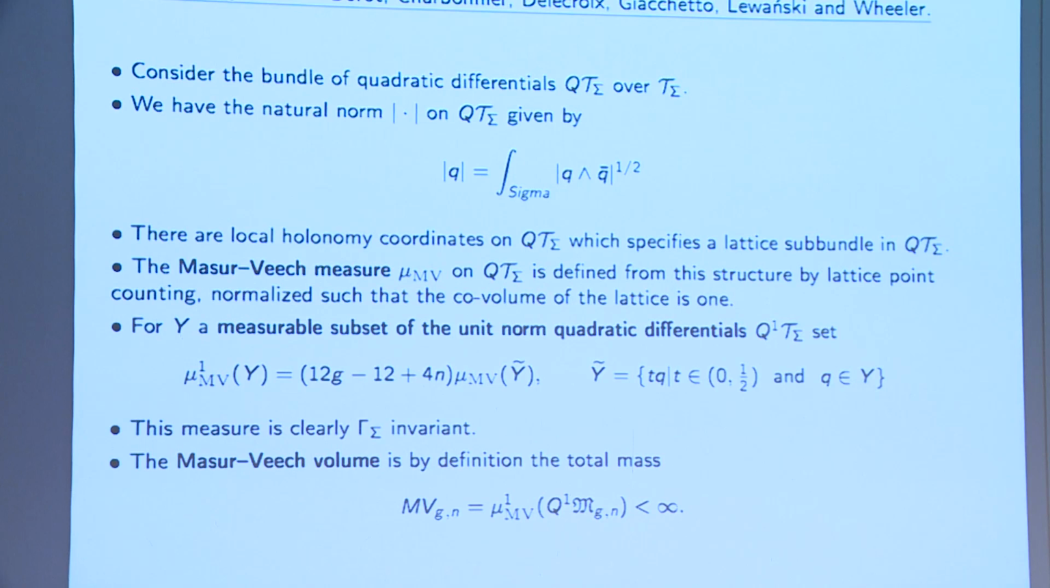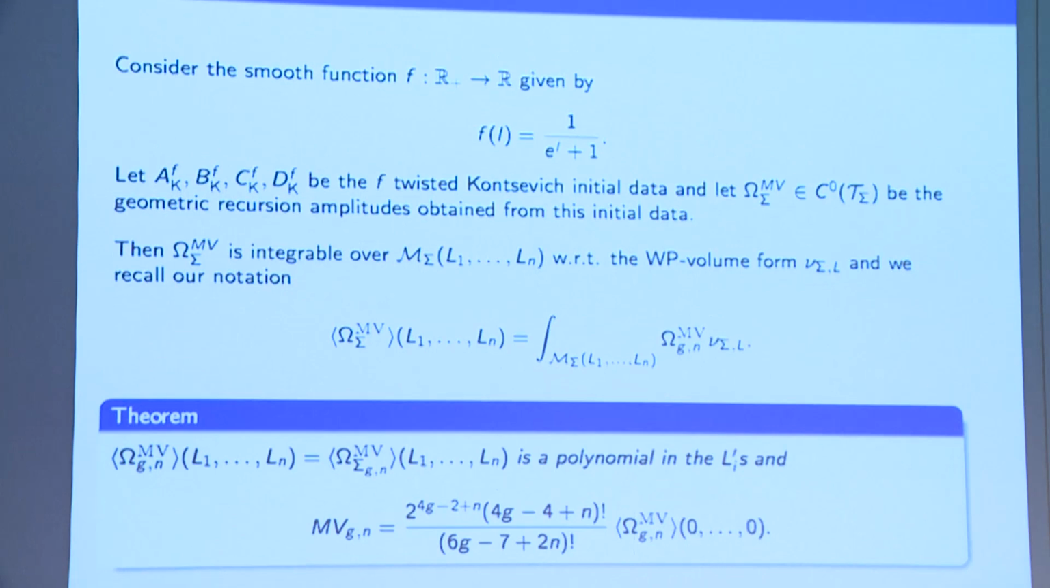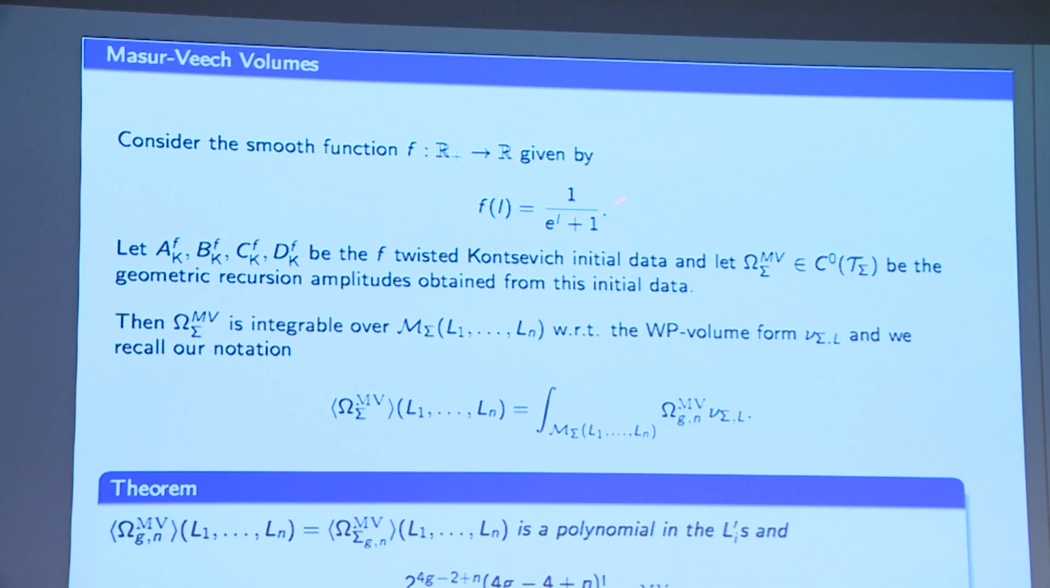Okay, so we do the following. Take this function here, and now take that function and twist the Kontsevich initial data with this f. And then what comes out, we will call the Mirzakhani amplitudes. They're continuous functions on Teichmüller space, which are, of course, mapping class group invariant. And then they actually also satisfy that it becomes an integrable function over the moduli space.